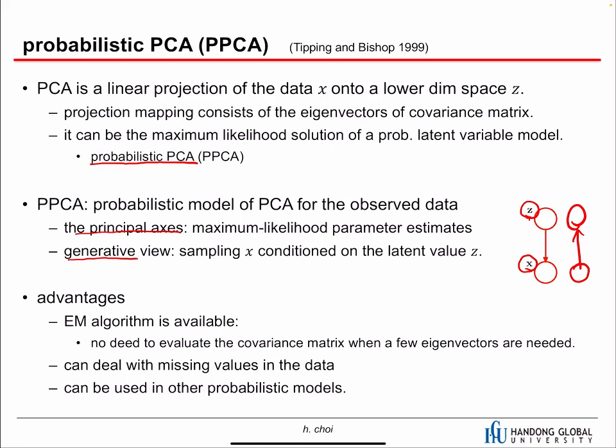In PCA, X is given, then we want to find the dominant component Z. And if we formulate PCA as a probabilistic model, then there are a couple of advantages. First one, we can use EM algorithms. Yes, this is an advantage.